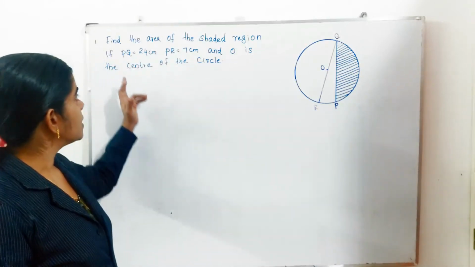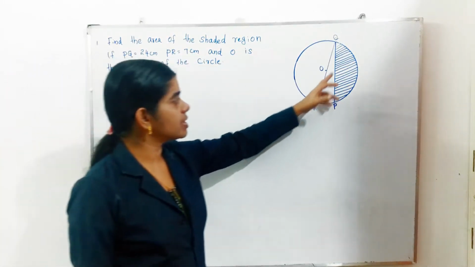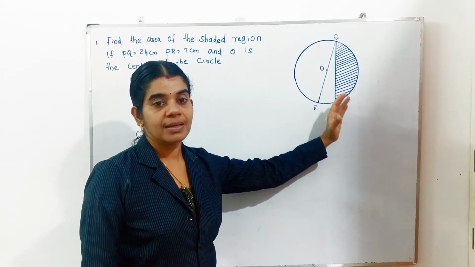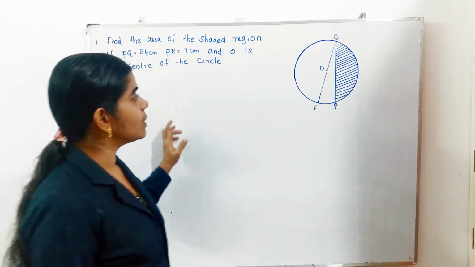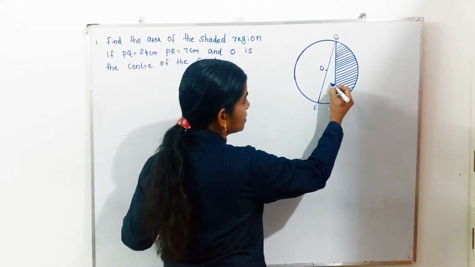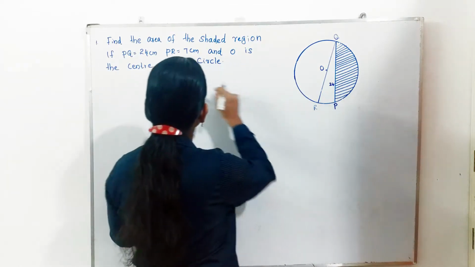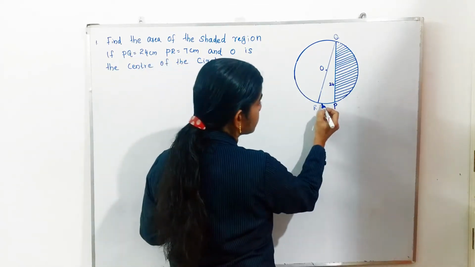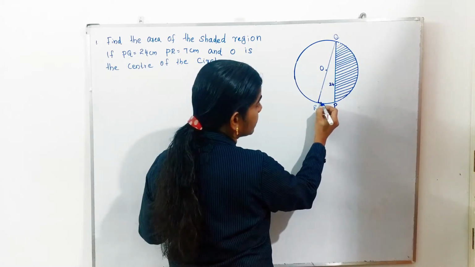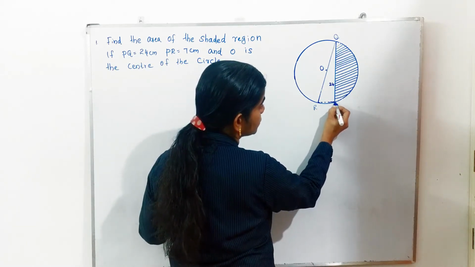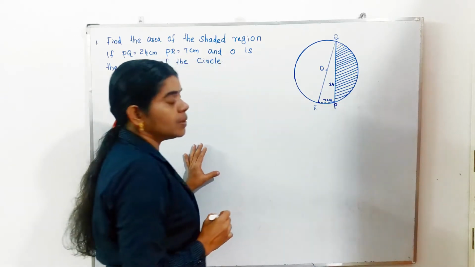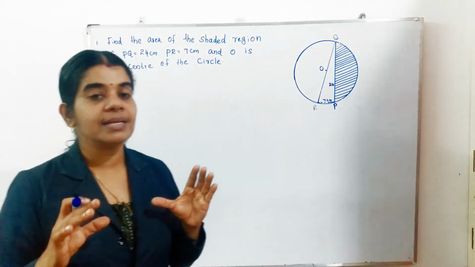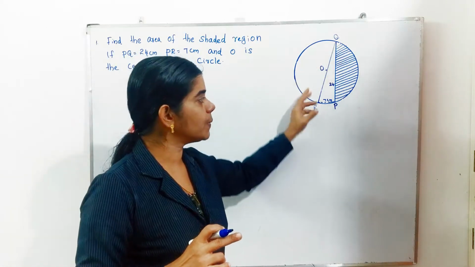First question. Find the area of the shaded region. You want to find the area of the shaded region, if PQ is equal to 24. This length is given as 24, and PR, this is an arc. We can join this also. This line you want to join is given as 7 centimeter.